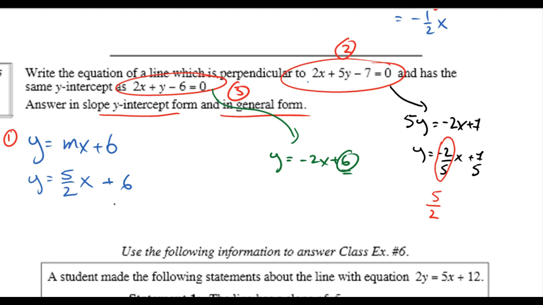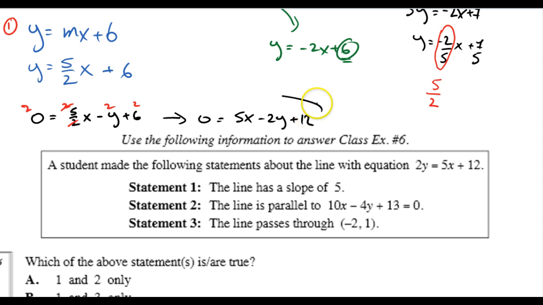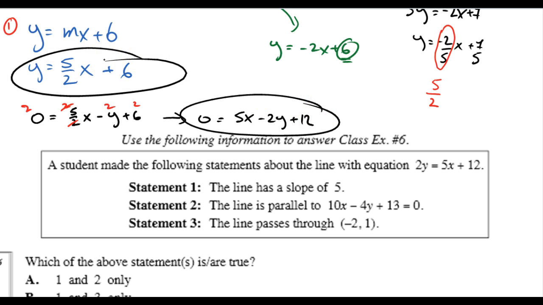All right, so that's y-intercept form. Now I'm going to rearrange this and get it into general form, which is going to be 0. Remember, you're going to get 0 on one side and everything else on the other side. So 5 over 2 x minus y plus 6. Then multiply everything by 2 to get rid of this denominator. And then we're going to be left with 0 equals 5x minus 2y plus 12. All right, those are our two answers right there.